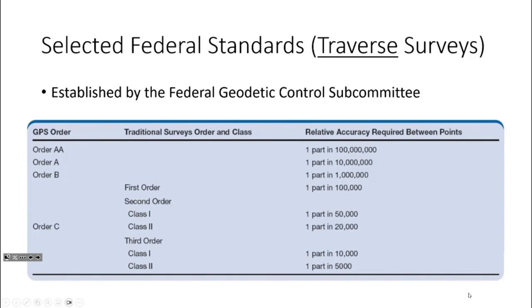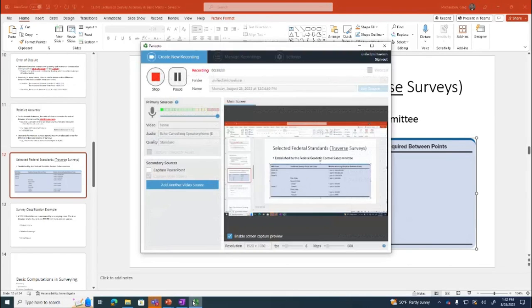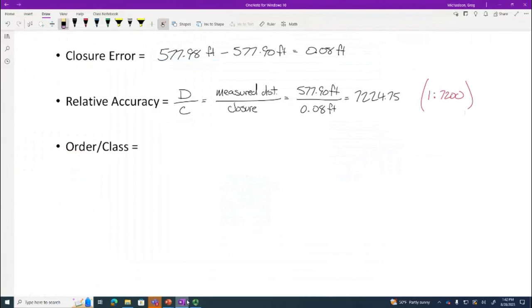So we haven't quite gotten here, so we're somewhere between here and here, which means we haven't yet met the standard for third order class one. In order to meet the standard of third order class one, we need 10,000 or better. We're not there, we're only at 7,200, in which case we would classify this survey as the lowest grade, which would be third order class two. So, does that make sense?